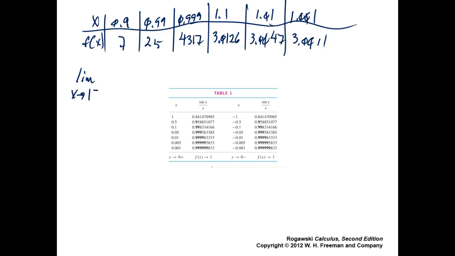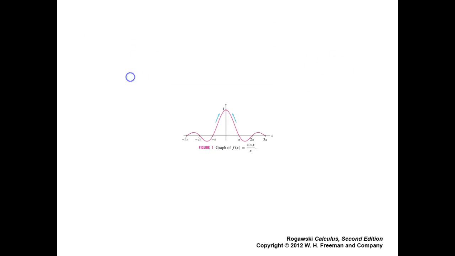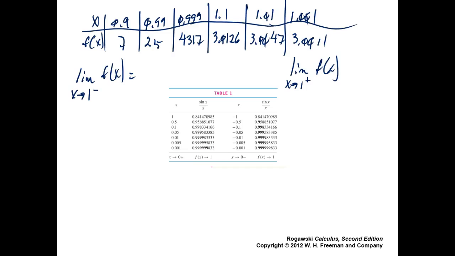from the lower side, from the left-hand side of f of x? And what does it suggest about the limit as x approaches 1, but from the upper side of f of x? What would you say? As it's approaching 1 from the lower side. It's what?